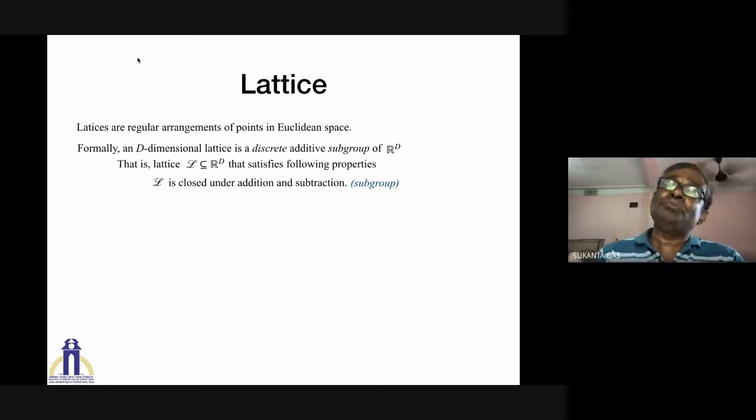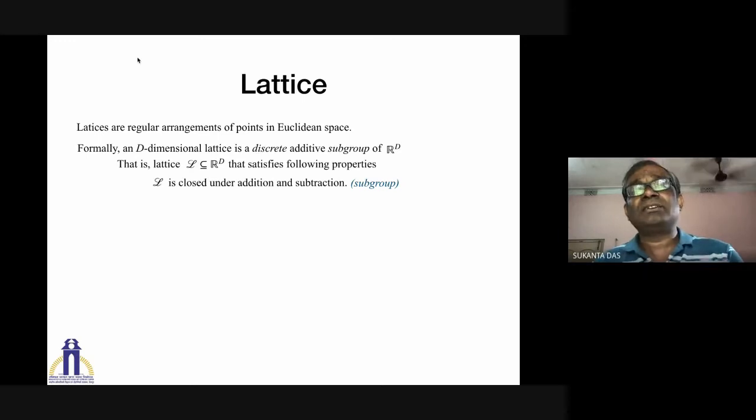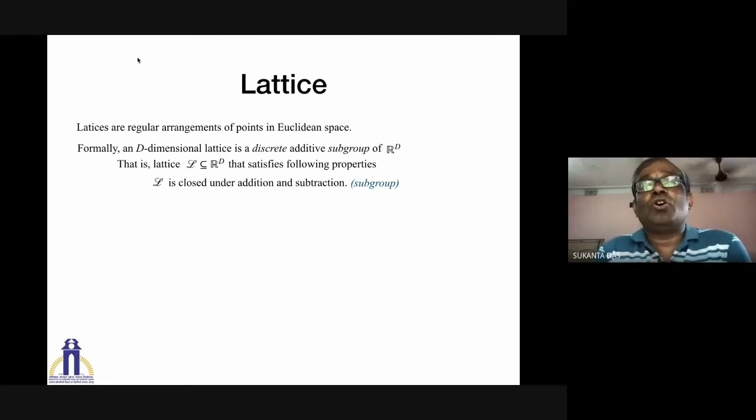Now, to be a subgroup, we need two conditions: the members of that subset which form the subgroup have to be closed under the operator, here plus, and the set should have the inverse of each element. Combining both these things, I have written that L is closed under addition and subtraction. If this condition is satisfied, then L is a subgroup of R to the power d.